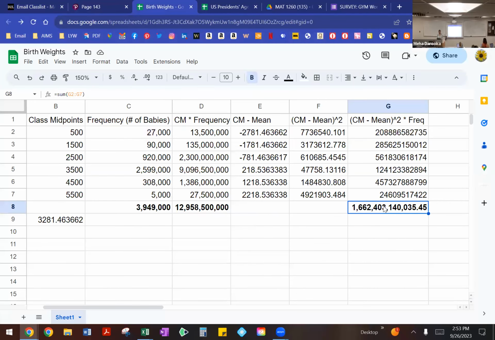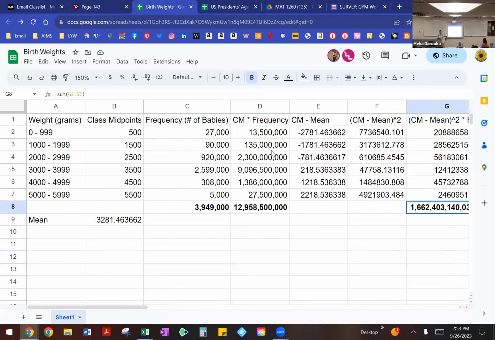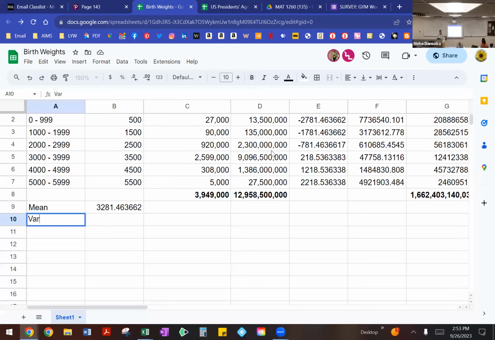Alrighty, guys, so once you get this total, that takes care of the numerator. So we did the subtraction, we did the square, we multiplied by frequency, we got its total. So basically now we have the total for our numerator. We already have the total of our frequency column because we did that for the mean. So that's where your next step is going to be, calculating your, let's call it variance, because right before we do the square root is where the variance comes in.